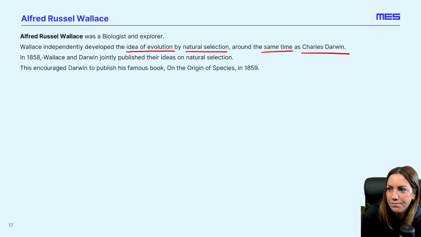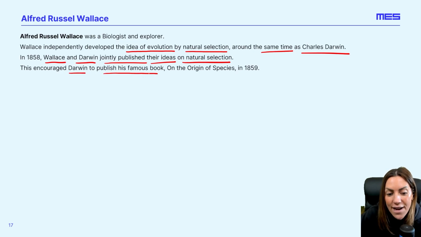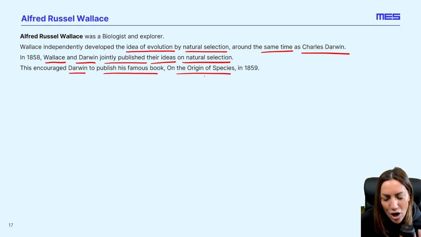In 1858, Wallace and Charles Darwin actually jointly published their ideas on natural selection or survival of the fittest. And it was this that encouraged Darwin to publish his famous book on the origin of species. And that's kind of why we all know Charles Darwin's name. We all know he's kind of responsible for this theory and natural selection. But actually, Alfred Russel Wallace had the same ideas and did write to Charles Darwin. They worked alongside together. He came up with the exact same idea.